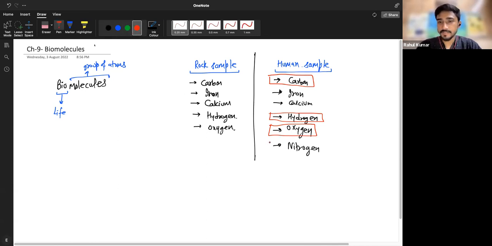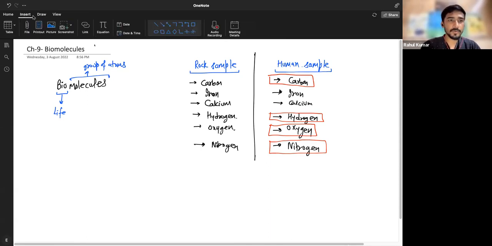These four things are present in abundance in living systems. There can be nitrogen in rocks also, but it will be very, very less in amount. Okay. Now let me pull down an image.